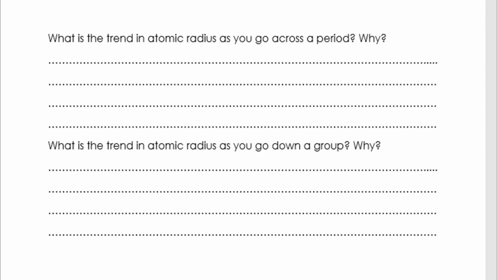Okay, next task, we're looking at atomic radius. See what you can do, pause. And now let's take a look. So the trend in atomic radius across a period sometimes comes as a little bit of a surprise to people, but it is a decrease, it gets smaller. The reason for that is because there's an increased nuclear charge.